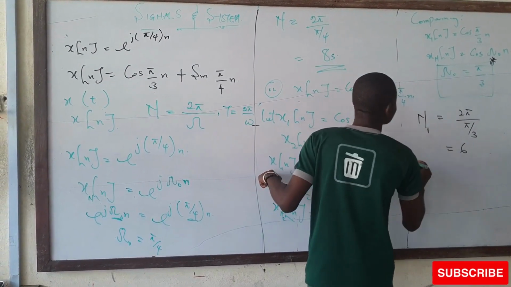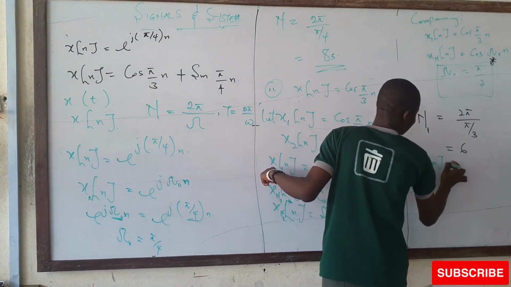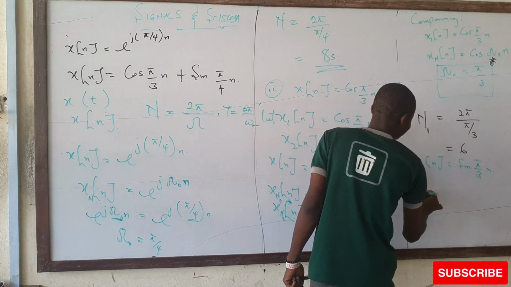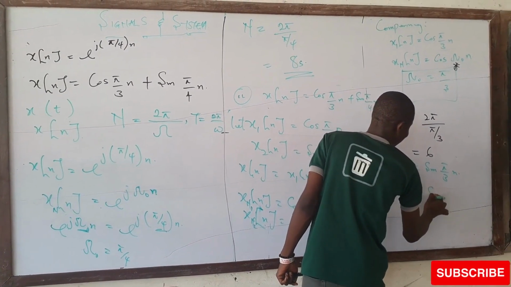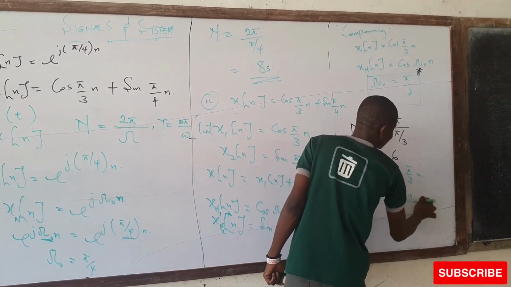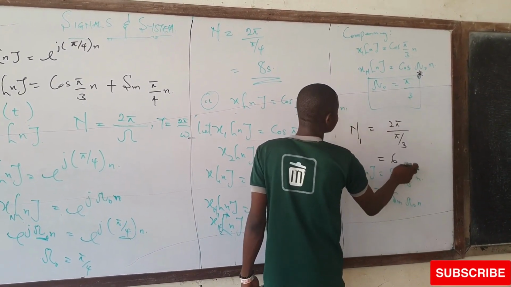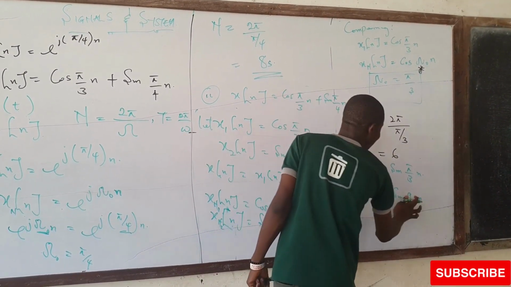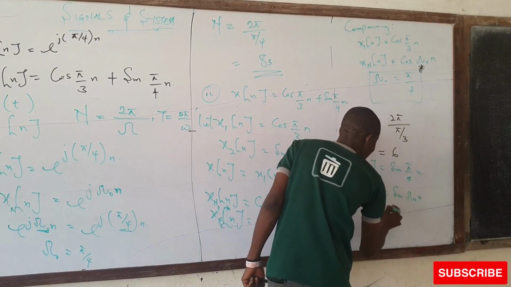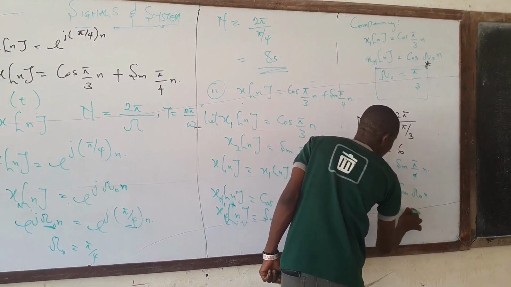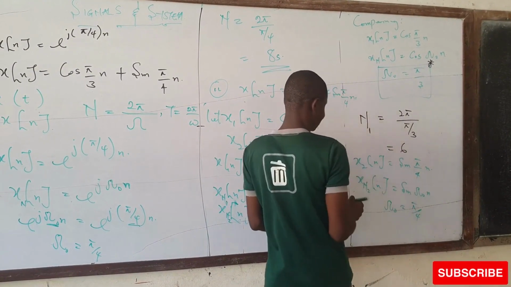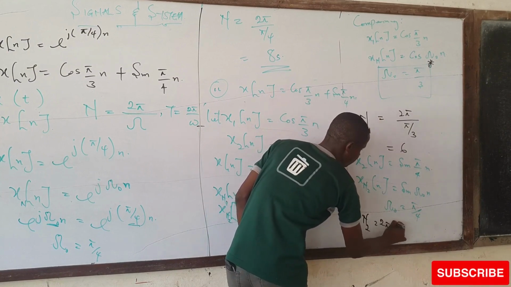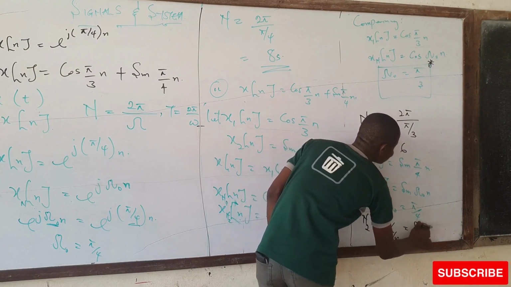In the same way, I can move on to get my x2 of n. My x2 of n is given as sine of pi over 4 of n. And generally, I can write my x2 of n as sine omega naught of n. So in this case, where omega is standing, we have pi over 4 instead. Here we have pi over 4, so my omega naught is equal to pi over 4. Hence, I can say that my N2 is going to be 2 pi over pi over 4, which is 8 seconds.